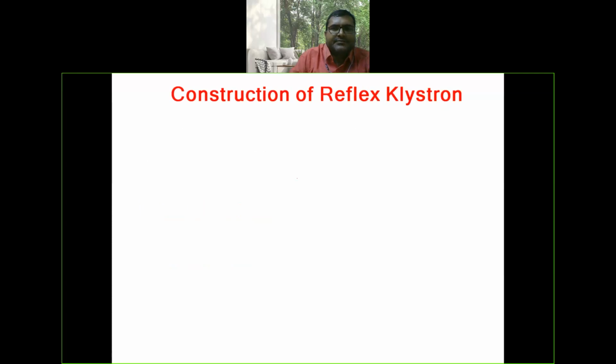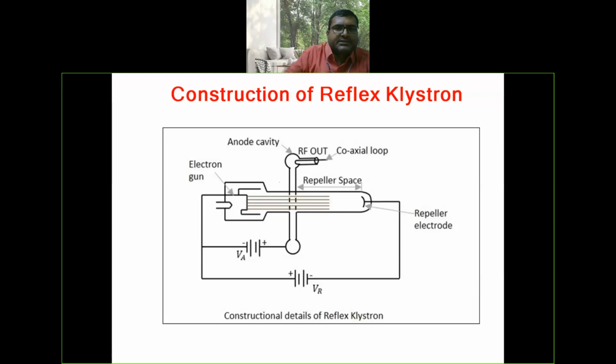Construction of reflex klystron oscillator. This is the constructional diagram of reflex klystron oscillator. It consists of electron gun, repeller, cavity, and the repeller space, the space between the cavity and repeller. The electron gun is at negative potential with respect to anode, and the repeller is at negative potential with respect to anode. The electrons generated by the electron gun move towards the cavity as the cavity is at positive potential. After passing the cavity, the electrons are repelled by the repeller and once again come back towards the cavity for the second time. That is the reason why it is called a repeller. The output is collected across the coaxial loop.